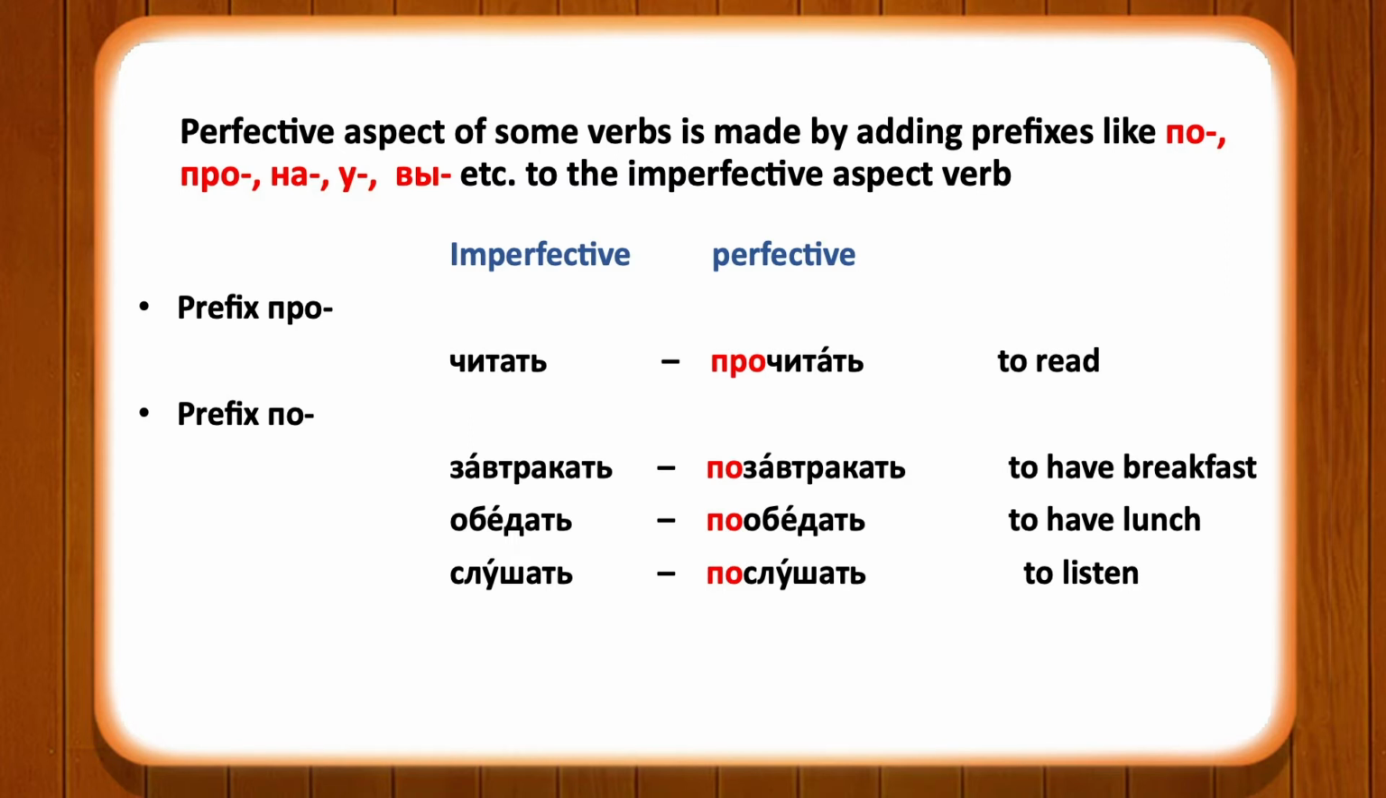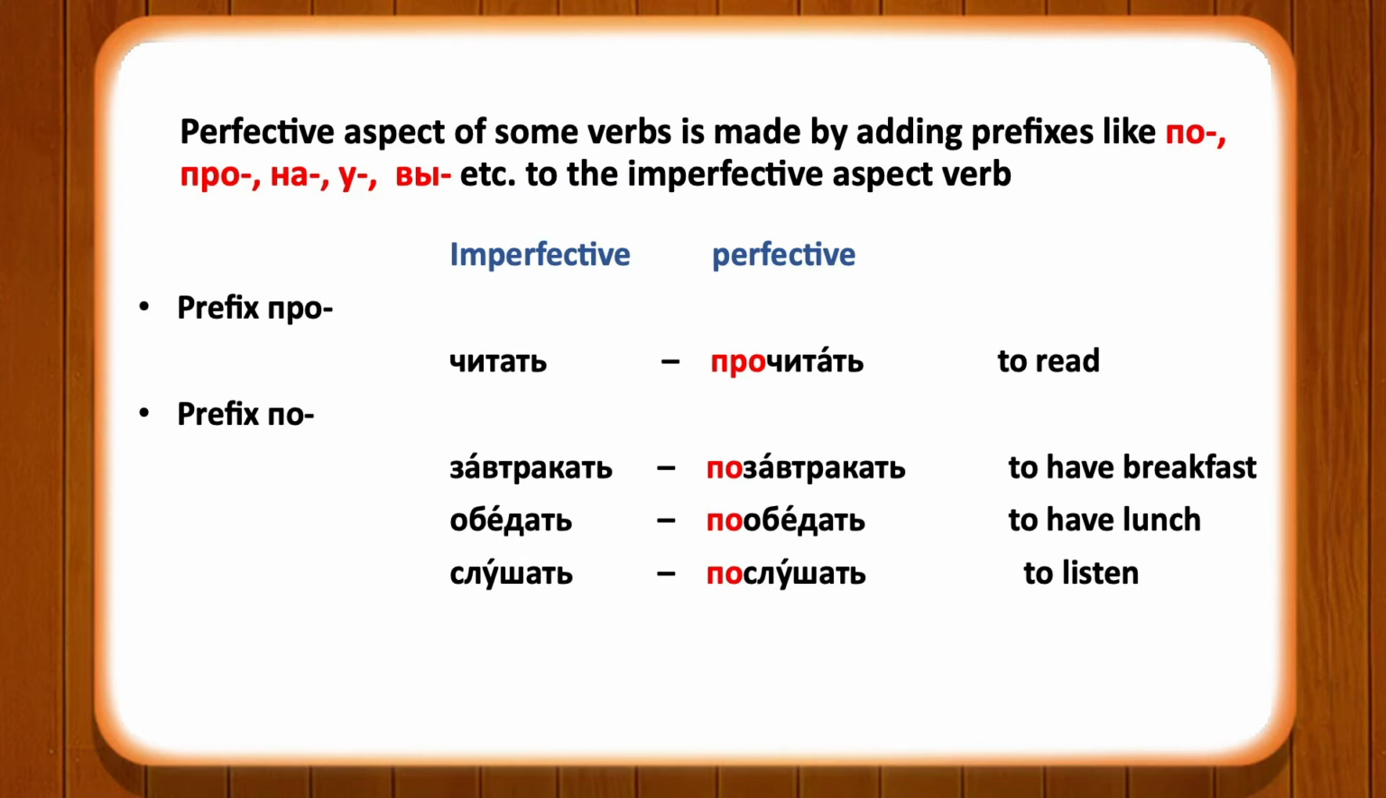Another verb we can take up is slushat. Slushat is an imperfective verb which means to listen. The perfective aspect of this verb is also formed by adding po to the imperfective verb. So, the perfective aspect will be poslushat. Slushat, poslushat. Slushat is imperfective, poslushat is the perfective counterpart of the verb slushat. Both the verbs slushat, poslushat mean to listen.